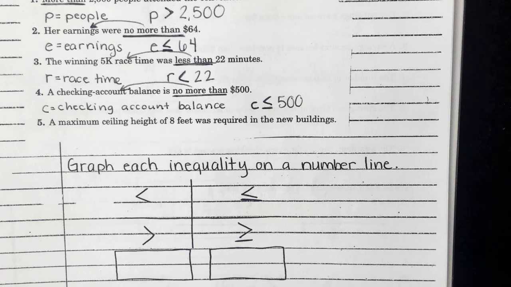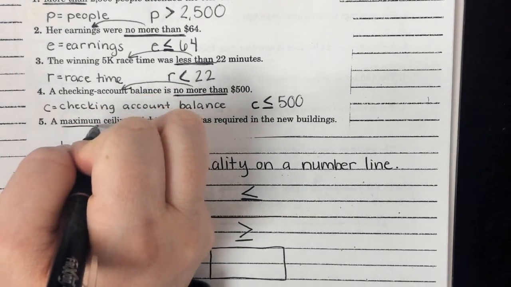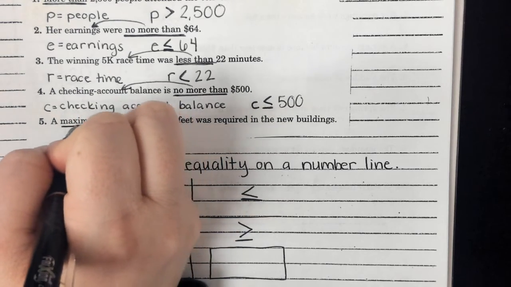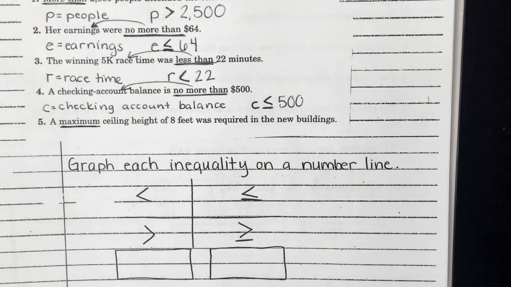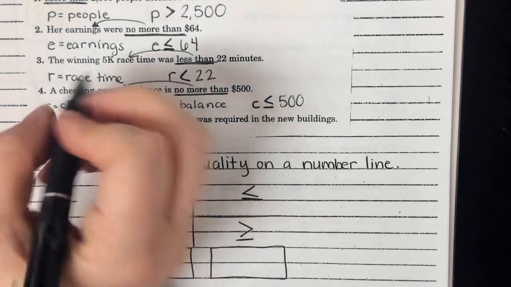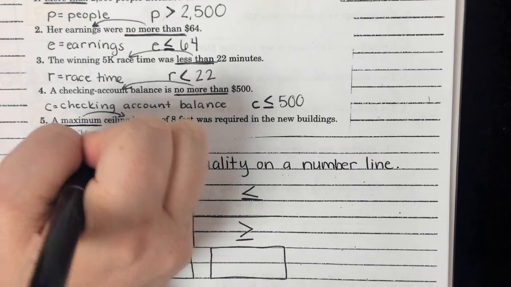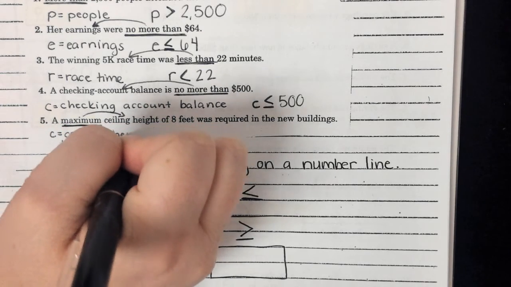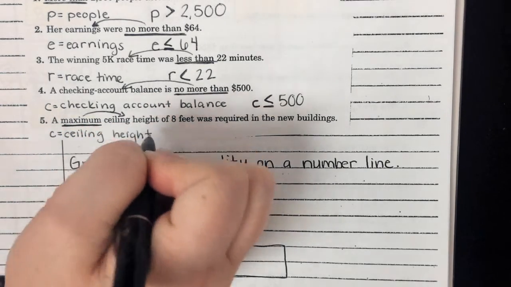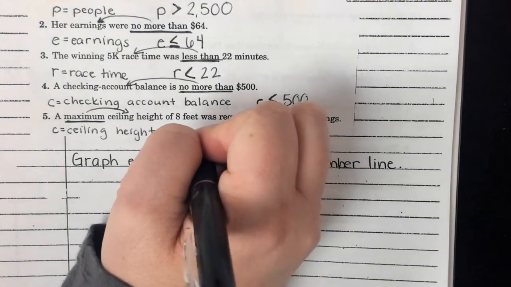Morgan? A maximum. All right, and what is maximum describing, Aiden? The ceiling height. All right, and I'm going to use C for that one again. So ceiling height. Because as long as I tell what it is, it doesn't matter that I've used it once, because this is a whole new problem. So I just say what it is now here. All right? So I'm going to put C for ceiling height.